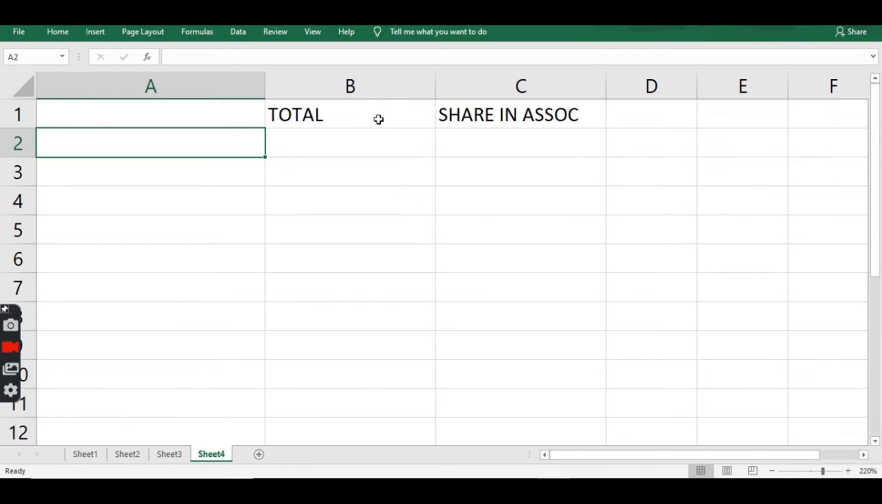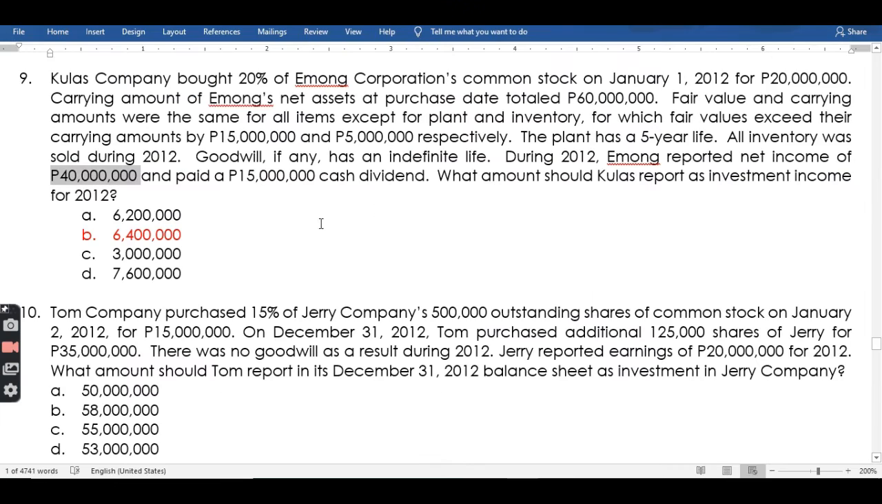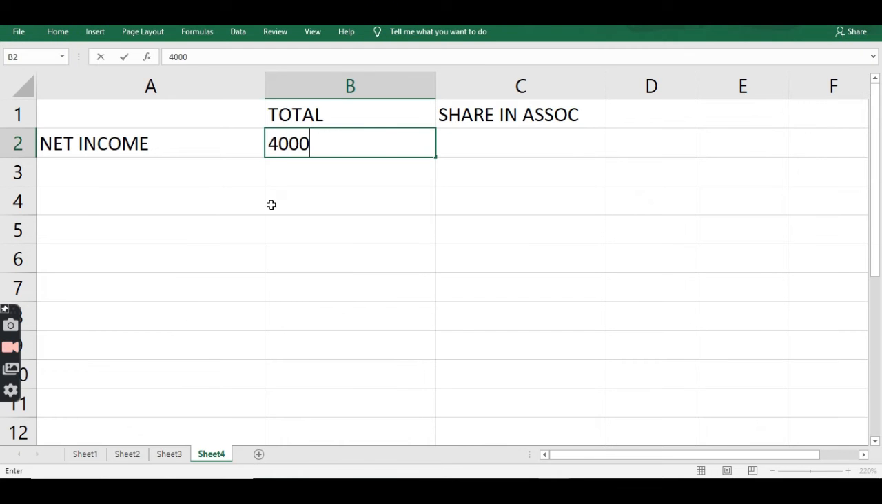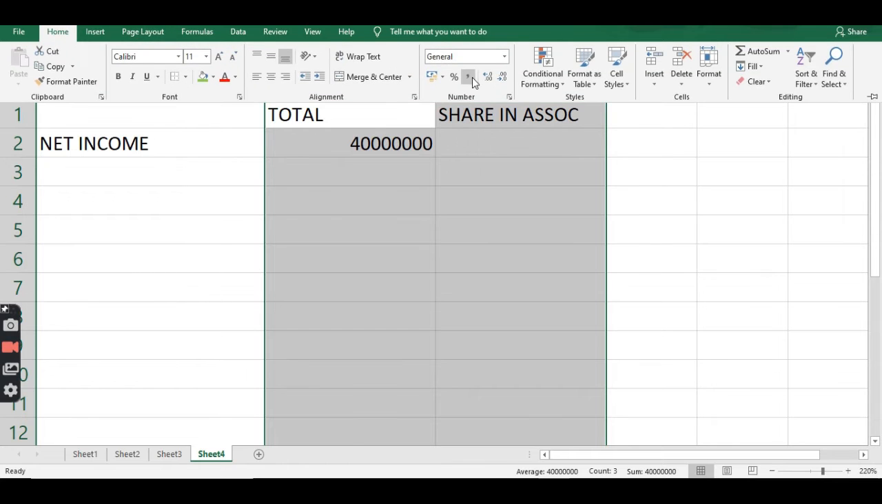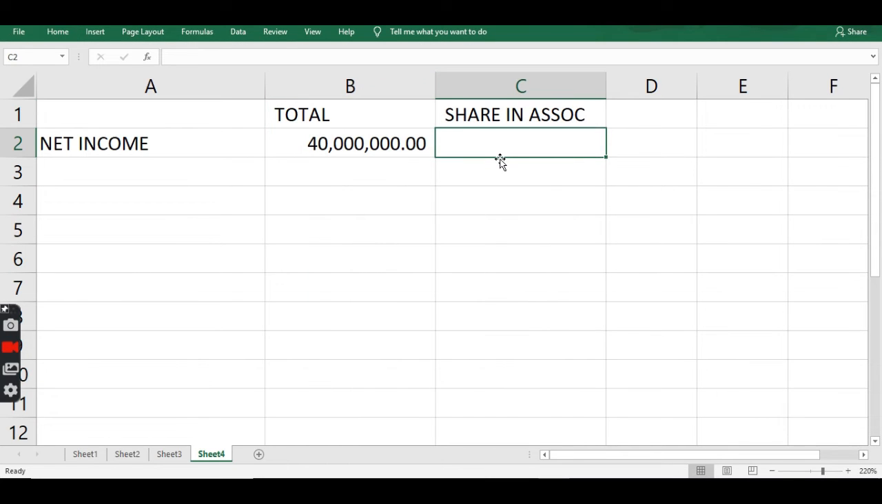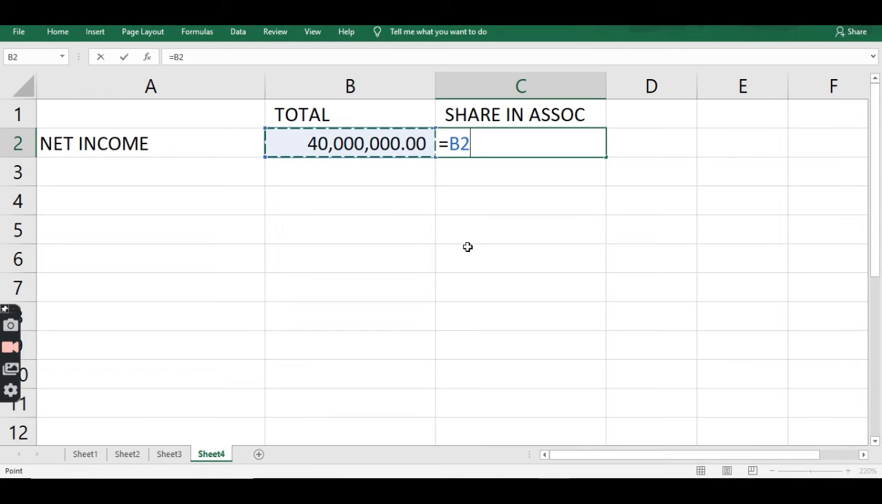Okay. So punta muna tayo sa net income. Yung net income ni associate in total is 40 million. Okay, wait, i-plot ko lang ng maayos para hindi nakakalito. Okay. Pagkatapos, kung share in associate lang ang pinag-uusapan natin dito at 20% lang ang ownership natin dito, then ang share in net income lang natin will be ito multiplied by 20%.